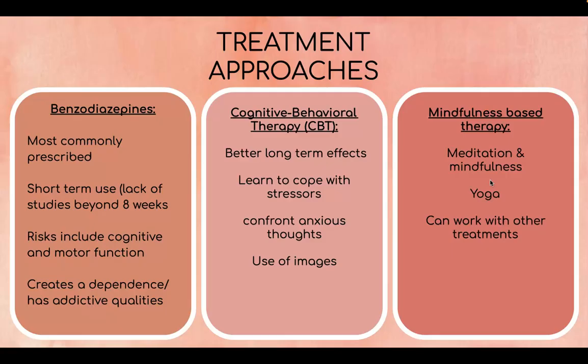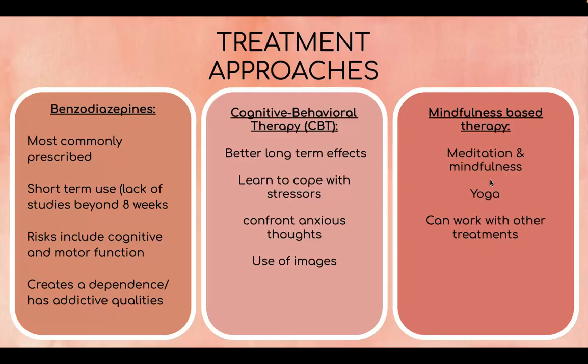Some treatment approaches. For medication, benzos are commonly used. So they're the most commonly prescribed medication for this disorder. They're usually used in a short-term use, so really not for long-term, and there's a lack of studies beyond 8 weeks of use. The risks do include cognitive and motor function, and it creates a dependency and has addictive qualities, so a lot of people do have trouble getting off of the medication once starting. So overall, benzos are kind of used for a more short-term, quick fix.